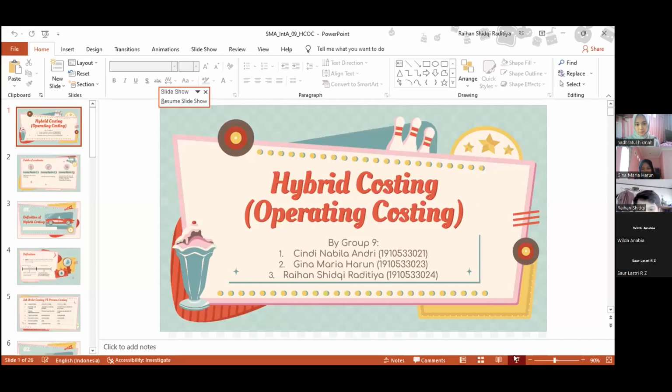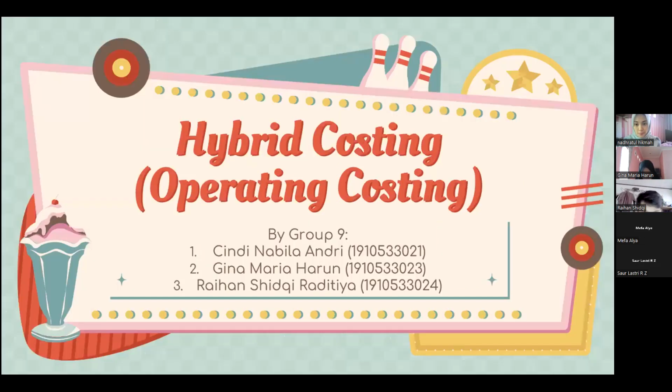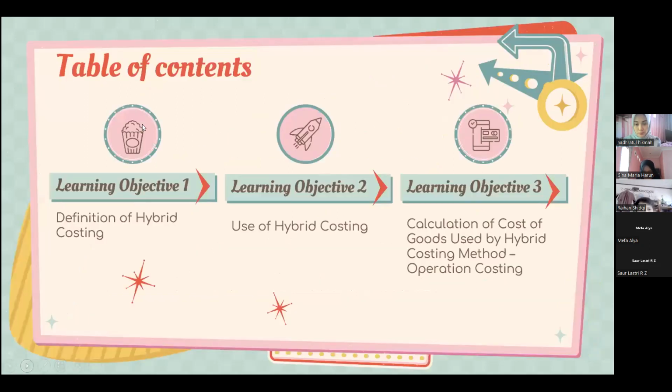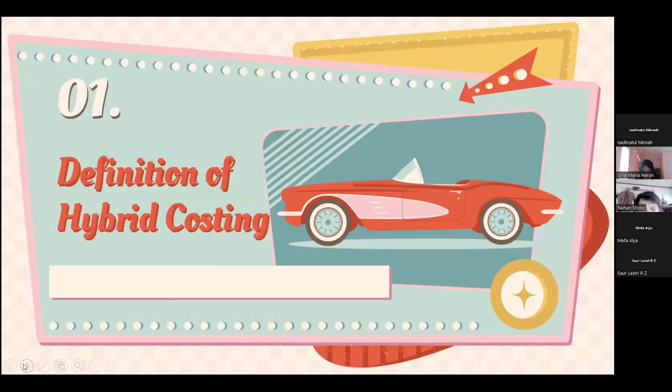Okay, thank you, Nada. So today we are going to discuss hybrid costing and operation costing. We will present the definition of hybrid costing, the use of hybrid costing, and the calculation of cost of goods using the hybrid costing method or operation costing. The first part will be presented by me, and we will talk about the definition of hybrid costing.